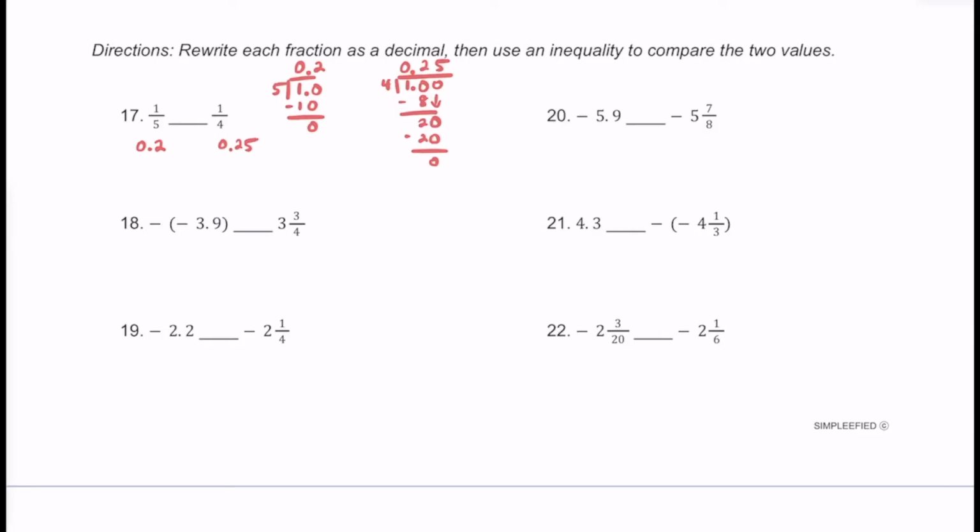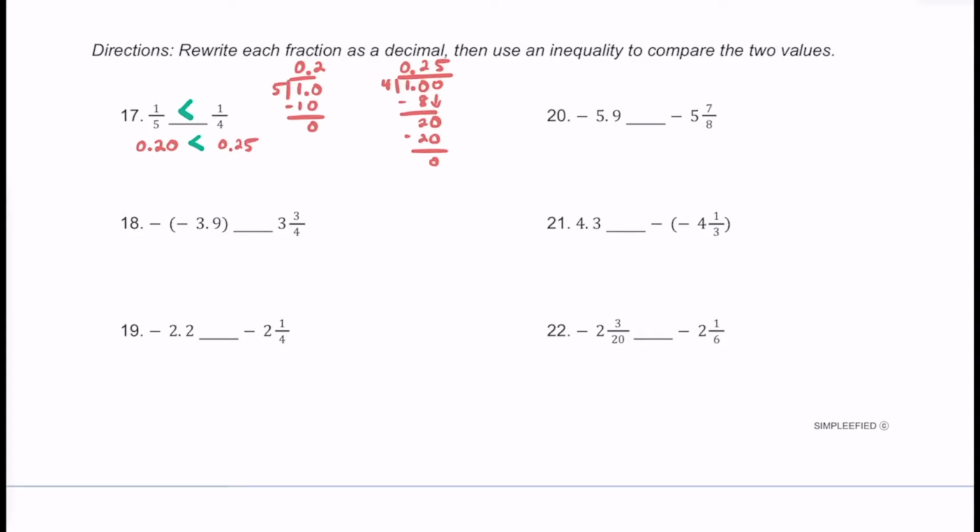Now, for comparing these, we should just go ahead and add extra zeros on. So this is really just 0.20. And so 0.20 or 20 hundredths, that's going to be less than this 25 hundredths. So this is going to be less than. So we're going to say 1/5 is less than 1/4 when we compare their decimals.